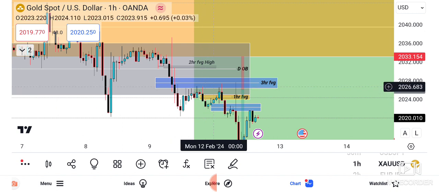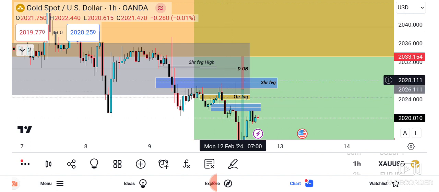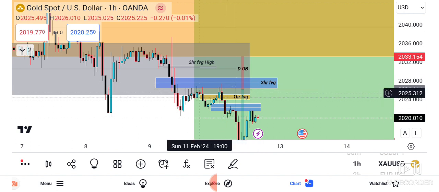sorry, my TP could have been hit, but then price could have reversed on me. Then the market could have rallied and maybe tapped my TP, but also rallied lower. But the trade could have been messed up, right? So I didn't want to chase this because we have equal lows here. So to me, I didn't consider this.